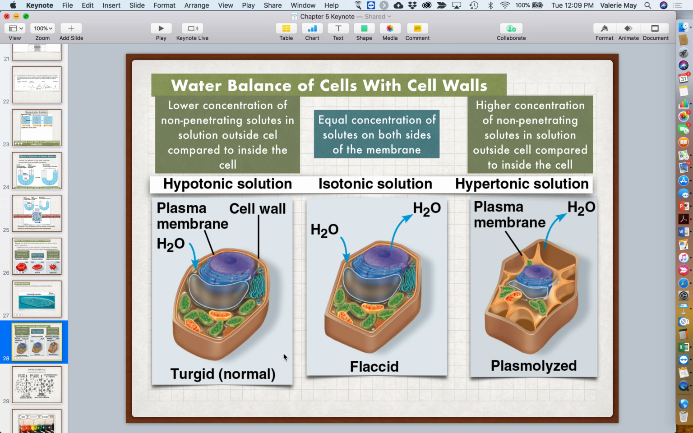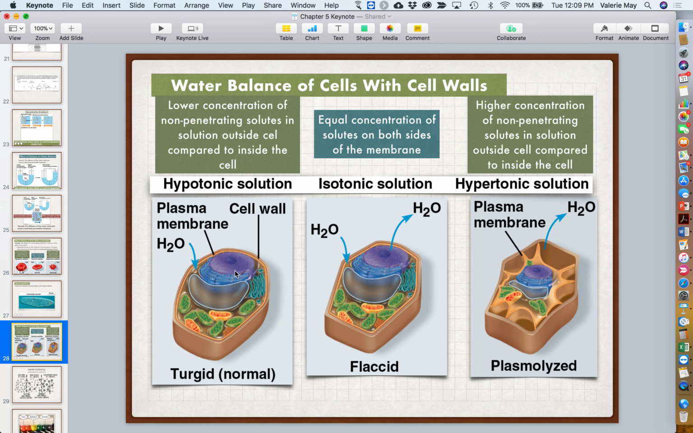Hypotonic, lower solute concentration outside the cell than inside the cell. That means there's more free water molecules floating around here. So water will be coming in. The cell will swell, but it has the cell wall there to prevent it from bursting. So this is a wilted plant. This is a plant that's standing up nice and straight and healthy.